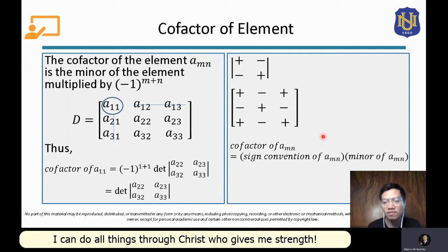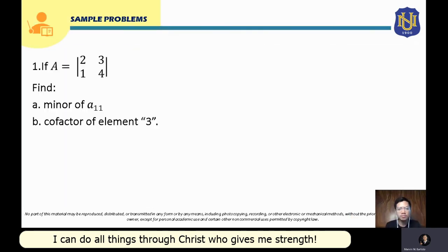So for me, it is advisable if we just use the sign convention rather than this. But it's up to you which is the more convenient or easier way for you to solve this. So either way you can use. Okay, so let's solve sample problems now.